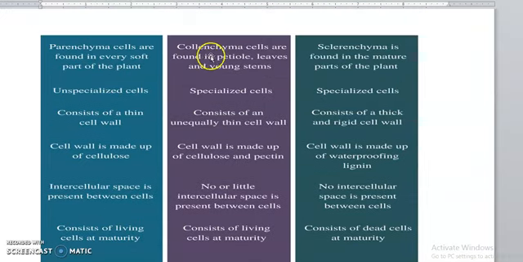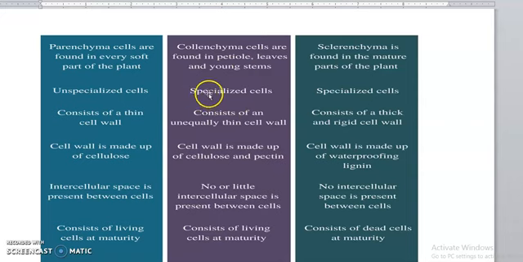Collenchyma cells are found in petiole, leaves and young stem. For this type of cells, they already mentioned where you find them exactly: in petiole, leaves and young stems. If you don't know exactly the parts of plants, I advise you to open a picture on your computer or on your phone. You can check what the parts of the plant are so you can recognize them exactly, because later on we will take them in detail.